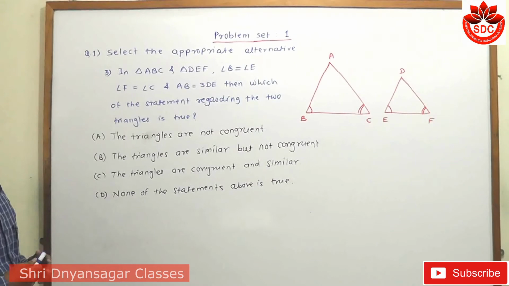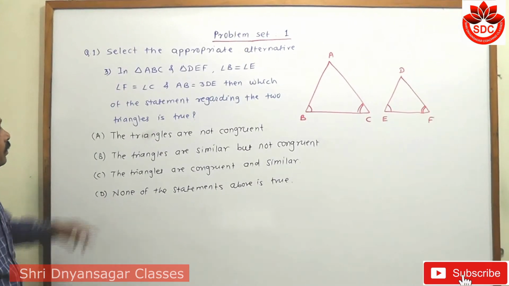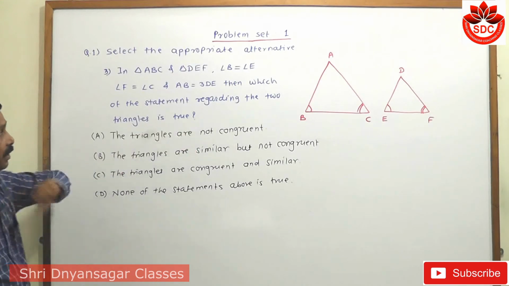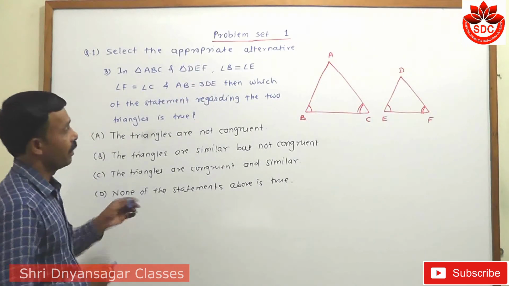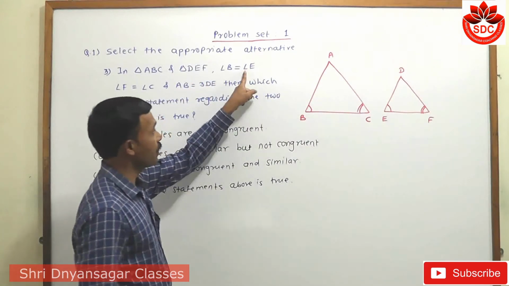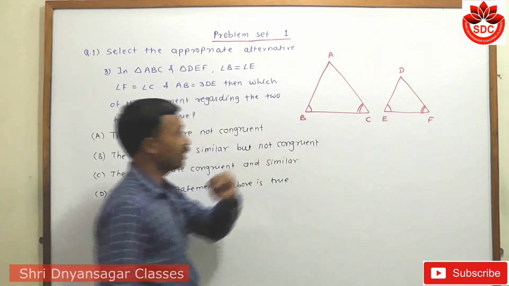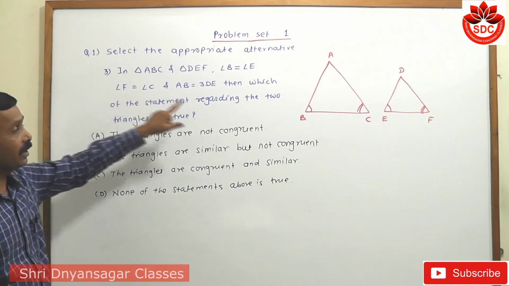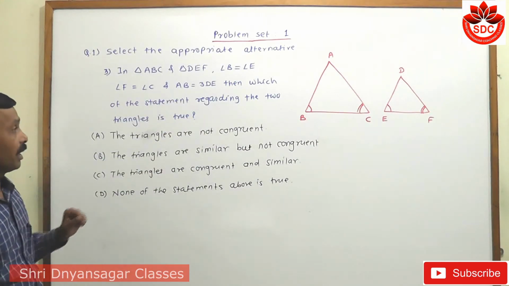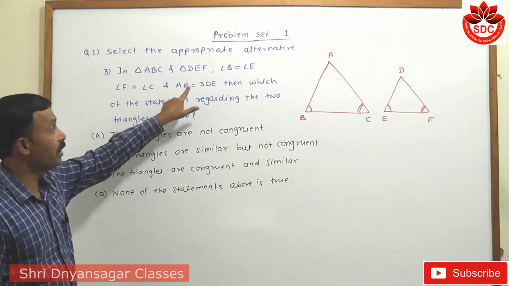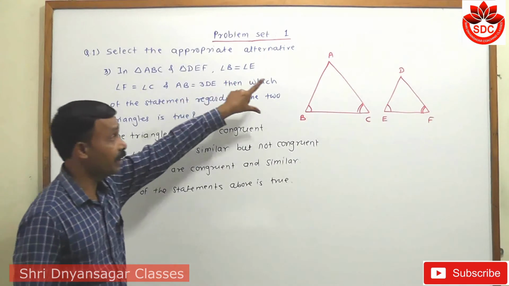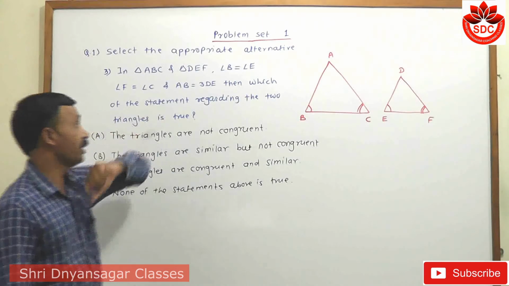Question third of the first question. In triangle ABC and triangle DEF, look at this figure. Angle B is equal to angle E, shown by a single identical mark. Angle F is equal to angle C, shown by a double identical mark. And students, AB is equal to 3 times DE. AB is thrice of DE.